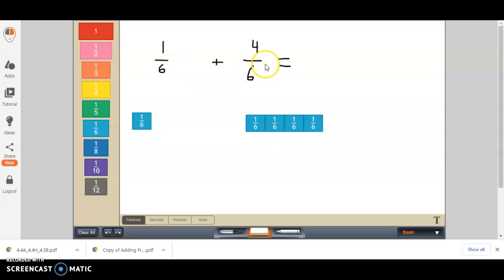And when I want to combine these, well, what would be my denominator? 6, because I have not changed the pieces at all when I'm combining these two numbers. And when I put them together, how many would I have? 5, because what I'm doing is I'm putting these together. I now have 1, 2, 3, 4, 5, 6 together.